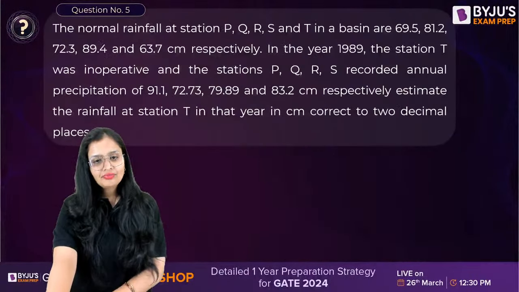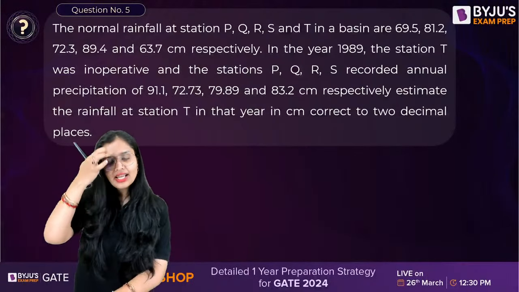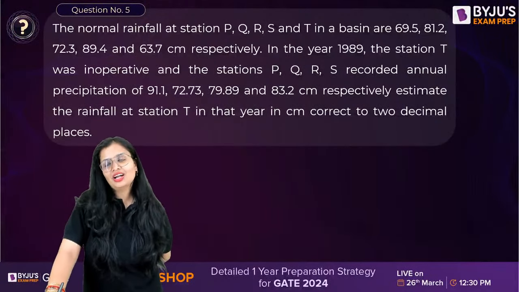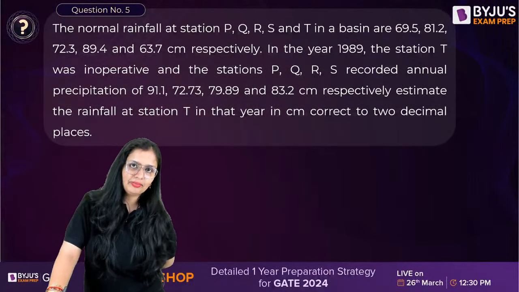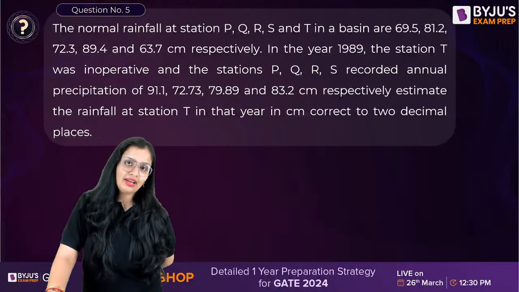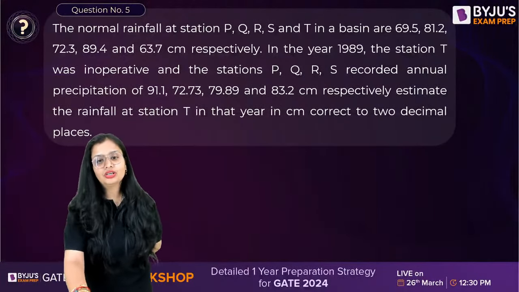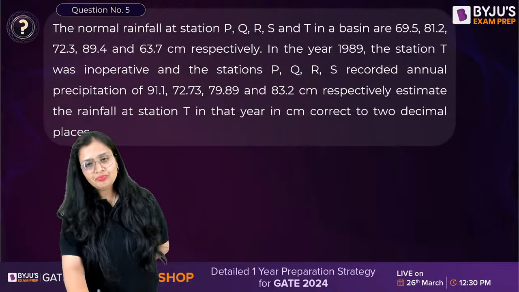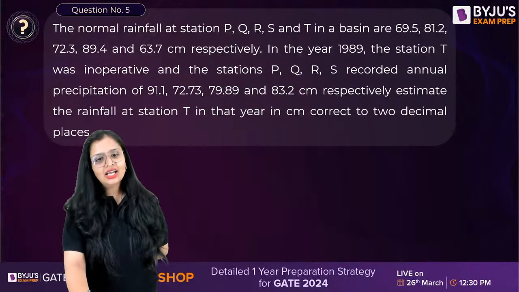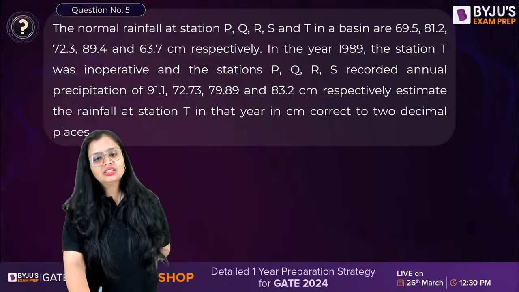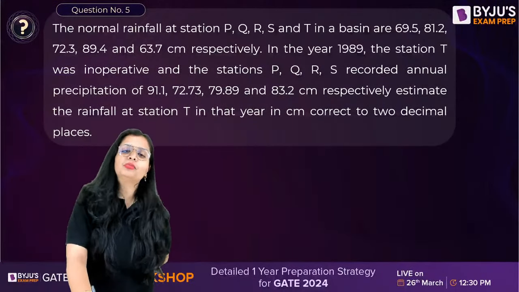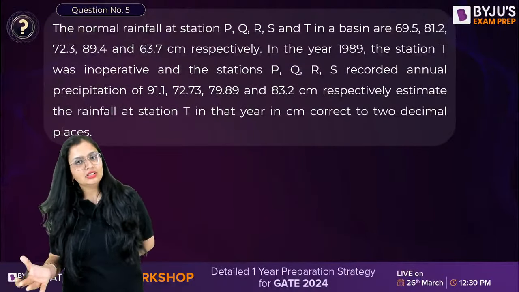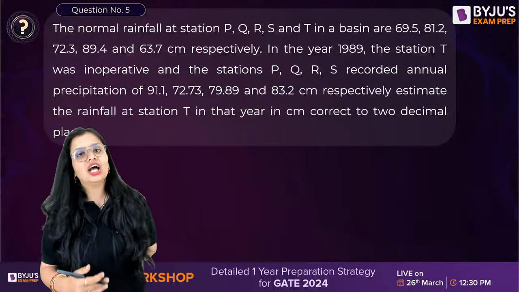we have the questions regarding estimation of missing rainfall data. Generally we don't give importance to this topic, but this topic also can be asked. So now talking about here, the normal rainfall at 5 stations is given to you. In the year 1989, T was not working, other stations were working, so you have to report the rainfall at station T. So whether to go by arithmetic method or normal ratio method, first you have to check it out.